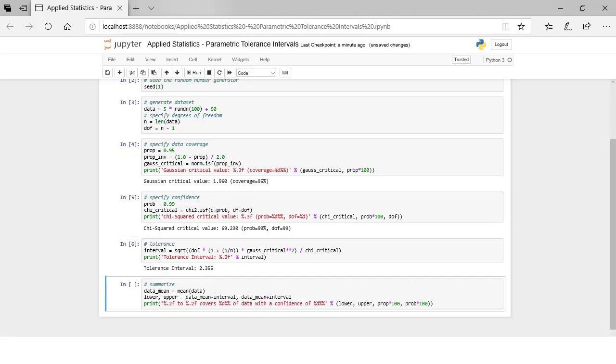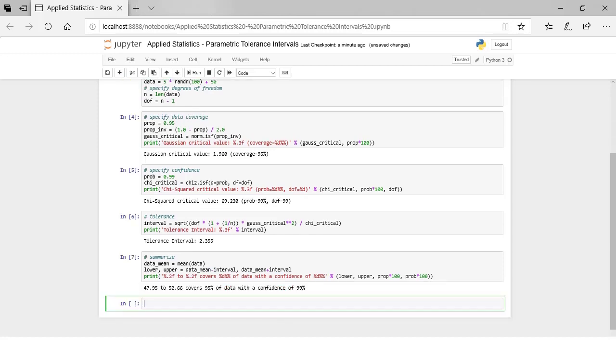The calculation in our example is as follows, where DOF is the number of degrees of freedom, n is the size of the data sample, gauss_critical is the critical value, such as 1.96 for 95% of the coverage of the population, and chi_critical is the chi-squared critical value for the desired confidence and degrees of freedom. Running the example calculates and prints the relevant critical values for a Gaussian and chi-squared distribution.